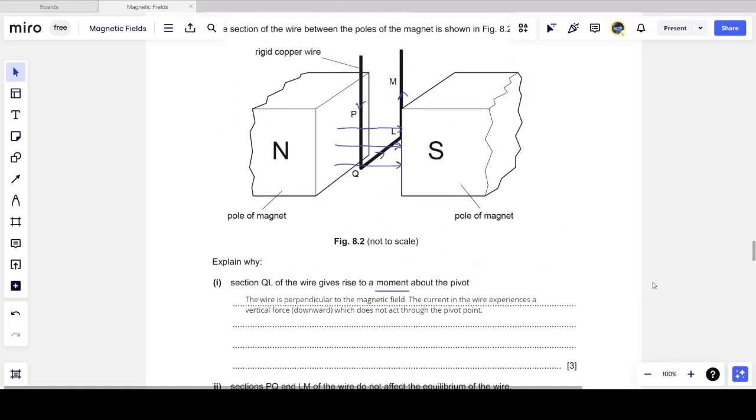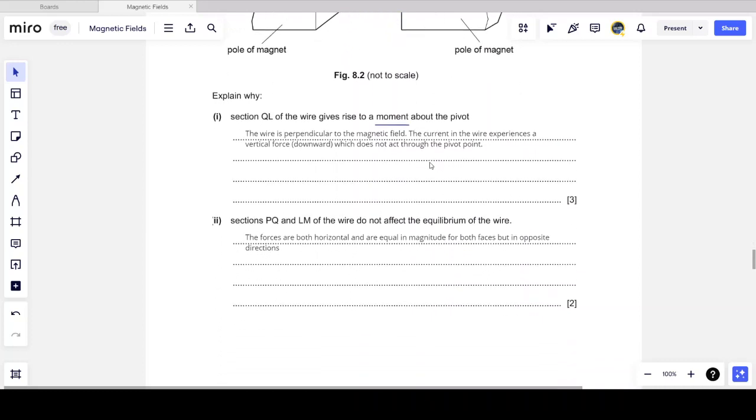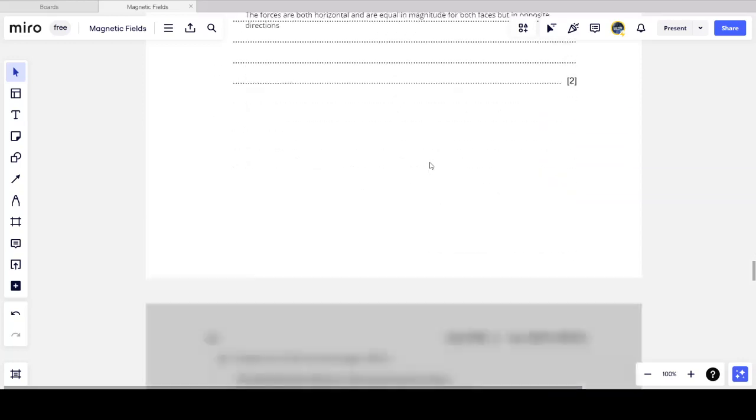So you can see it's very important to understand that when a U-shaped piece of wire goes between a magnetic field, you should be able to apply the left-hand rule and move your fingers around so that you can identify why there may be rotations or pivots or moments, etc. And so these are useful applications of the left-hand rule. Now that's not the end of the question.